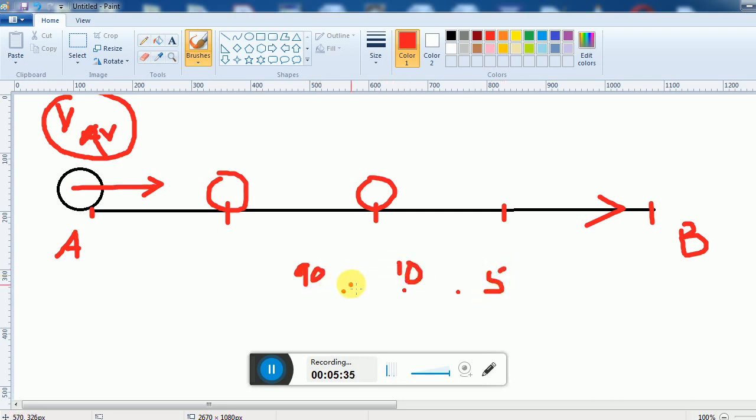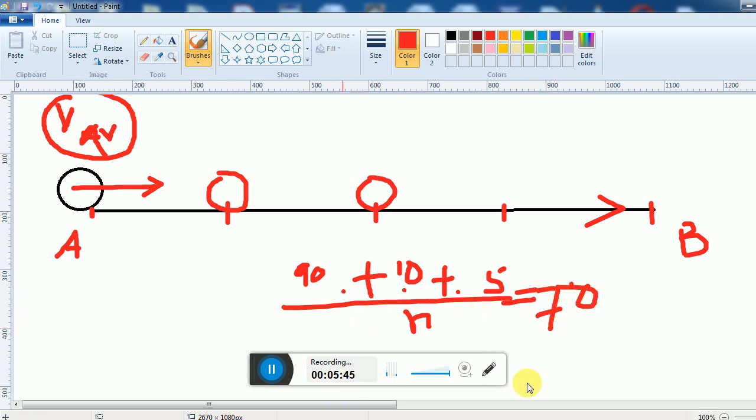So what do we do? We add all the things, we divide by the number of students, and then we get some average value. What came here? 70. So here also, we'll measure the velocity. But if we do it this way, it is very complicated.